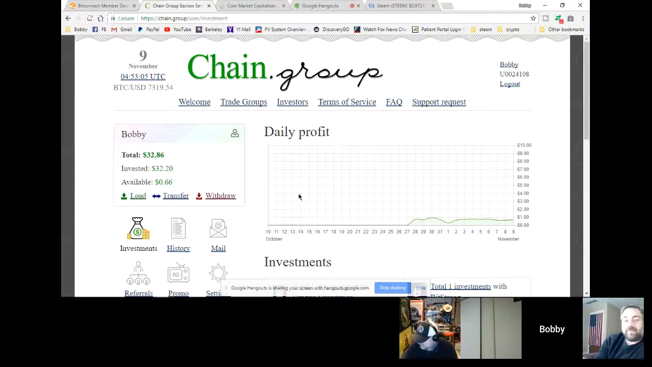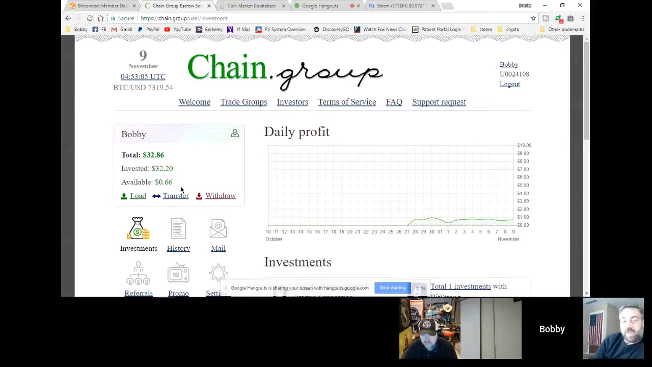And that's where the risk comes in. This is risky as shit. Because this website could close down tomorrow and I'd lose everything that's here. So what I do is as soon as I get a certain amount.